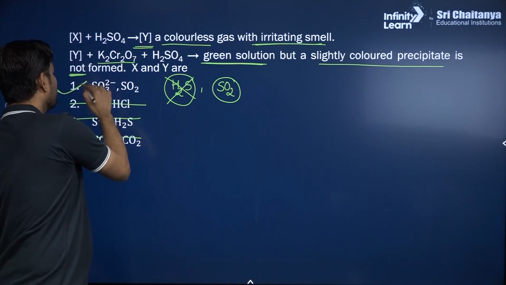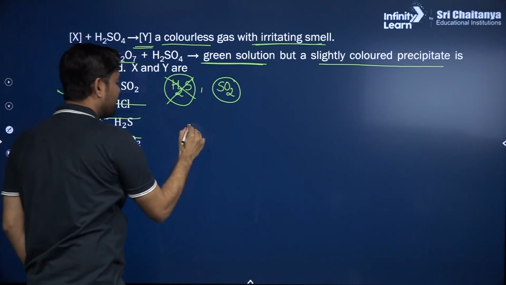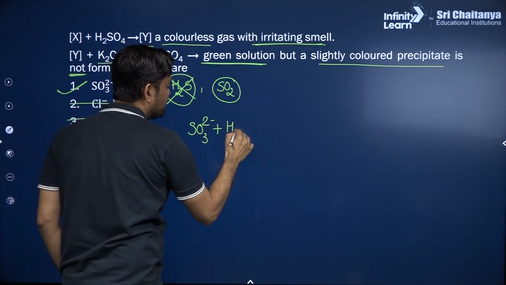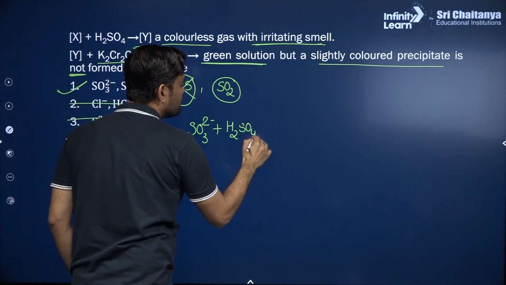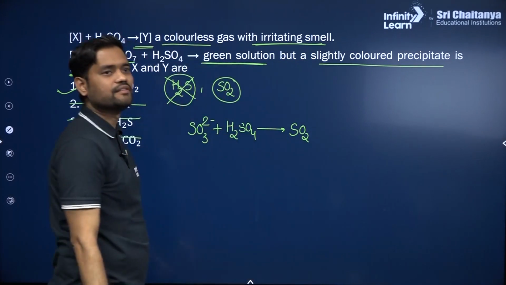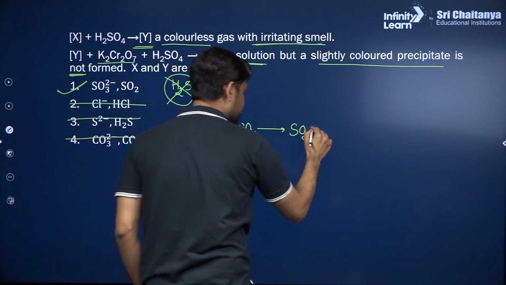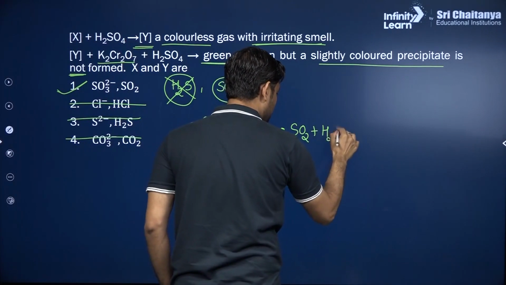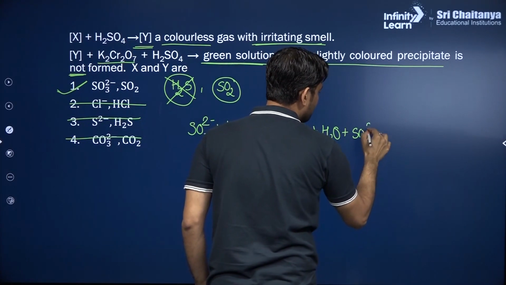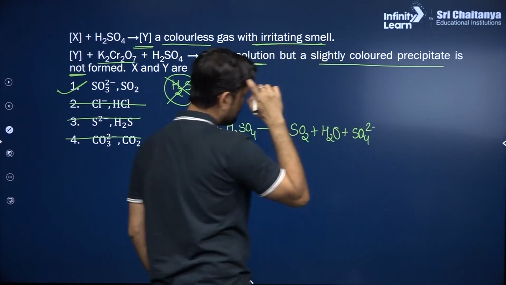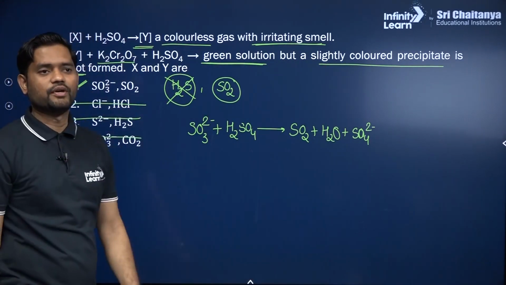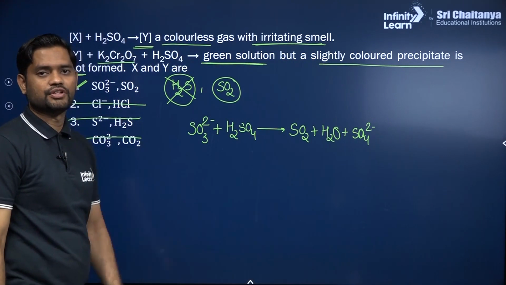Option 1. And to justify this, if I take sulfite ion, SO3 2 minus, and treat it with acid, that is H2SO4, it gives sulfur dioxide. It gives you what? Sulfur dioxide plus water plus sulfate ion. Clear? Sure. So yes, our answer is right, option 1 for this particular question. Clear? Sure. Next.